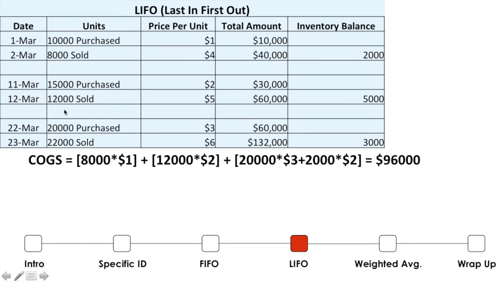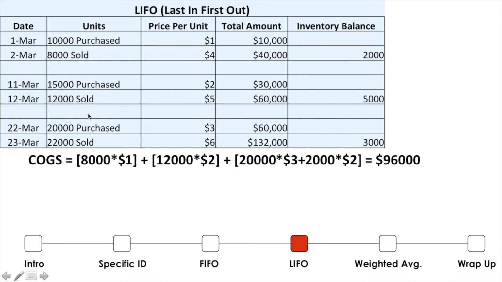These 12,000 units that are sold must be the final 12,000 of this 15,000 because those are the final units that were purchased. So we do 12,000 times $2 for an inventory balance of 5,000, but this 5,000 is made up of 2,000 units at $1 each and 3,000 units at $2 each, because we have 3,000 units left there. So this 5,000 has two layers, if you will.